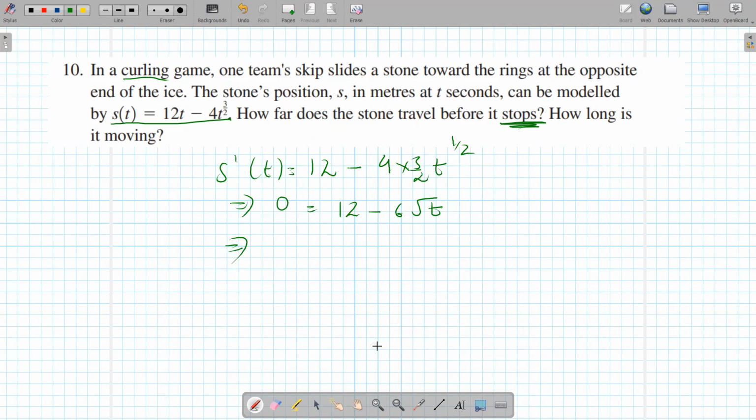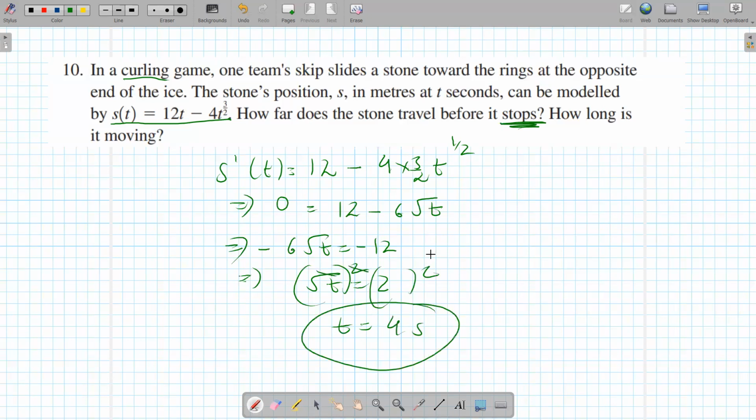You subtract 12. So 6 root t is going to be 12. So root t is 2. So what's t if root t is 2? Square both sides to get rid of the square root. So t would be 4 seconds. So how long is it moving? It's moving for 4 seconds.